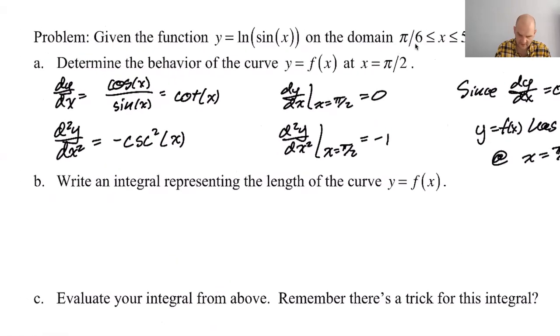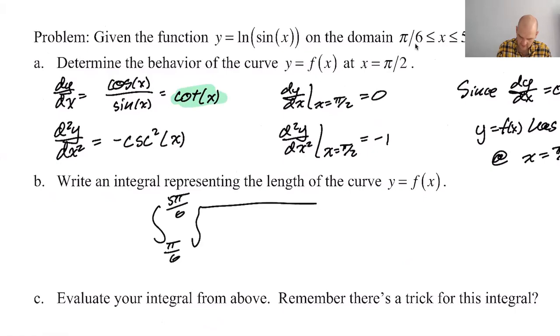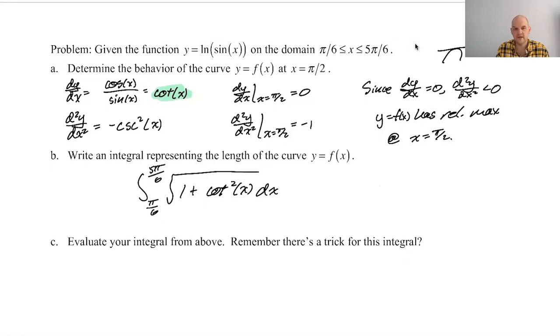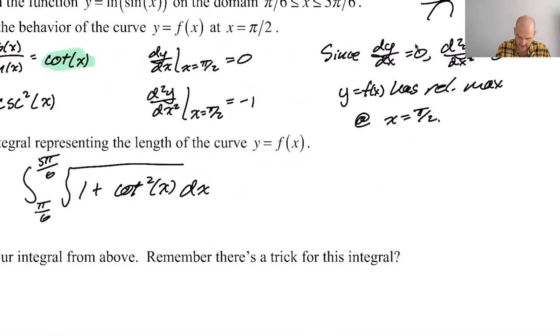Well, we already found the derivative, thankfully. So the derivative is, what did I do to my brightness? Turn this up. Okay. So this is dy dx, right? So we're going to do the integral from pi over 6 to 5 pi over 6 of the square root of 1 plus the derivative squared, so cotan squared of x dx. So that's an integral. And then this by property, what are we doing?